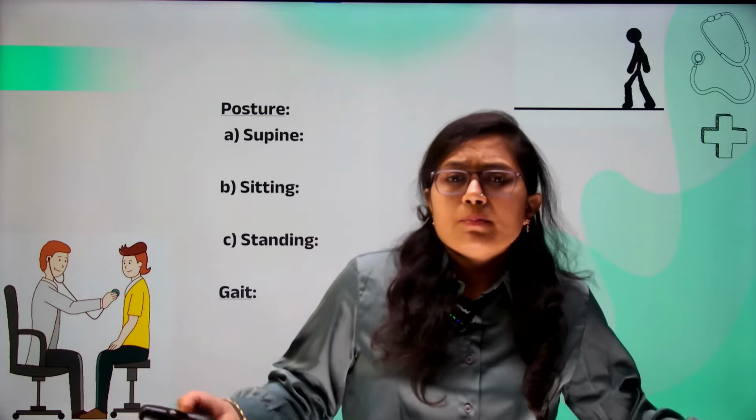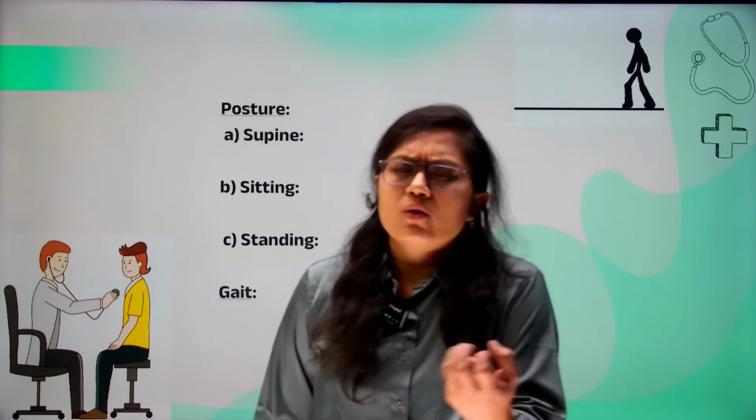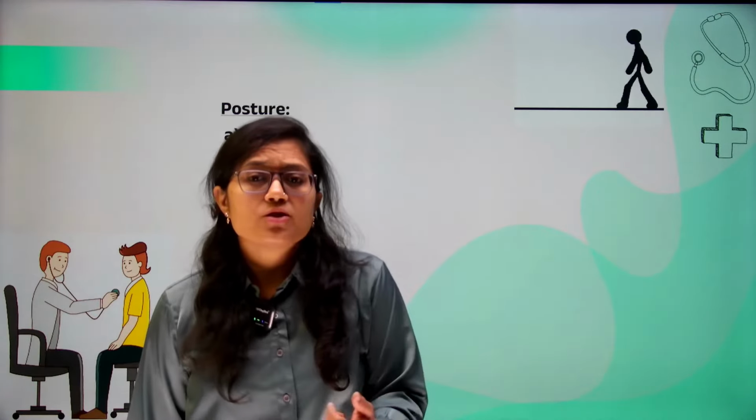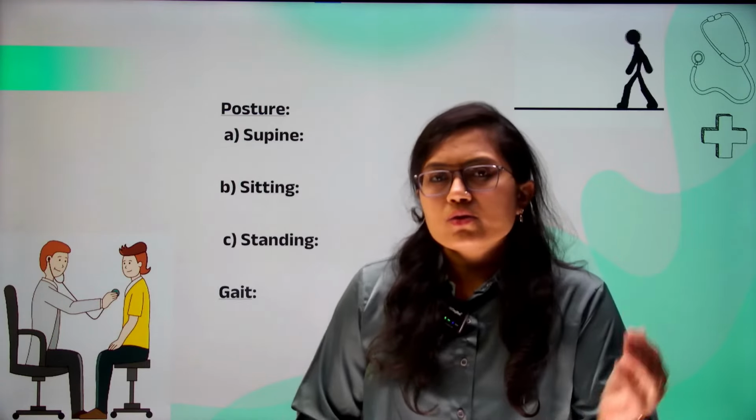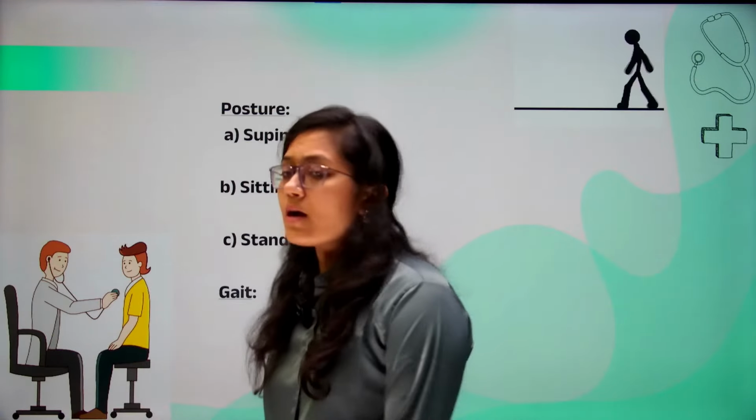If the patient is having pain, like a lower limb fracture or any injury which has occurred, the patient will be walking with pain. That is called an antalgic gait. So there are different gait patterns.